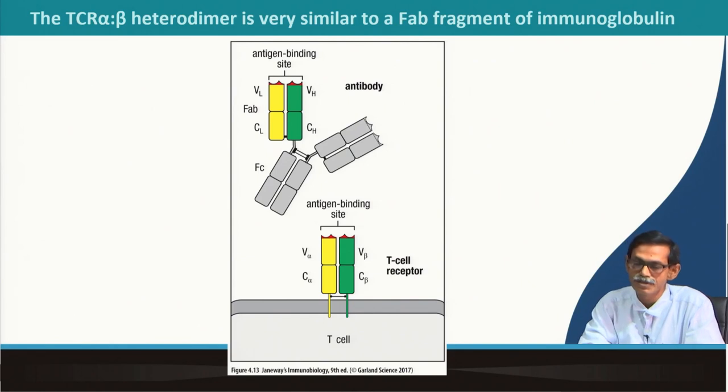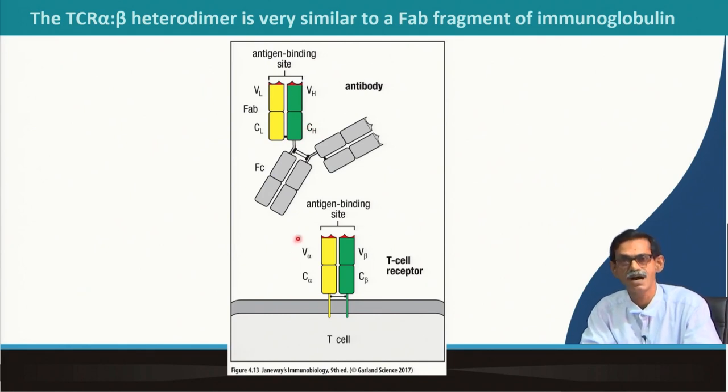So, this is the Fab region, right? We already discussed that it contains only VL and VH, CL and CH1. If you see this structure, with the color code of yellow and green, the TCR or T cell receptor is very similar. It has one chain with two domains, another chain with two domains. Similarly, one yellow, one green. If you compare, they are very much identical, but definitely there are differences.